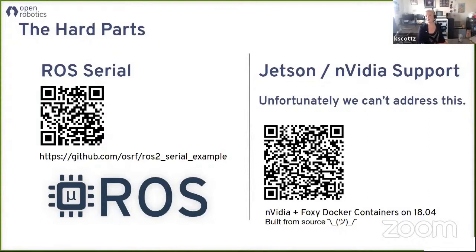Another common pitfall that I hear about is just general Jetson NVIDIA support. Unfortunately, Open Robotics can't address this for NVIDIA, but my belief right now is that they're actively working on this and it should be fixed fairly soon. In the meantime, NVIDIA has released basically a Foxy Docker container running on 18.04 that was all built from source. They say it isn't that difficult. I've heard it's not that bad. So if you need a Band-Aid to get there because you need that hardware support, they should be able to help you get there.